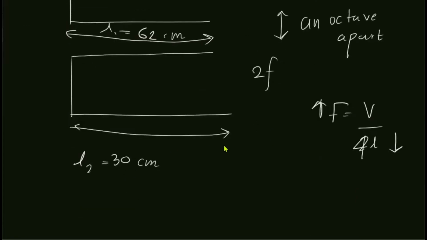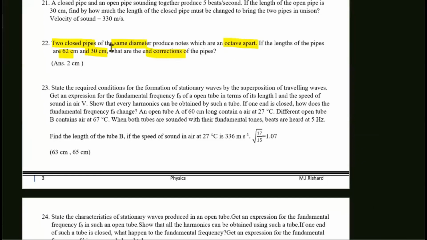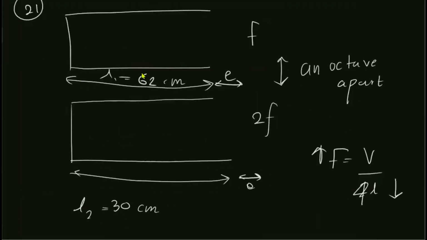So there is an end correction also, right? All right, there is an end correction also. So do we know exactly which overtone this is? Is it a fundamental frequency or else an overtone? No, they have not mentioned anything about an overtone. So therefore we will have to consider this as Fn, then this is 2Fn, right?